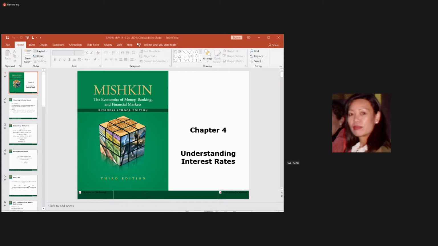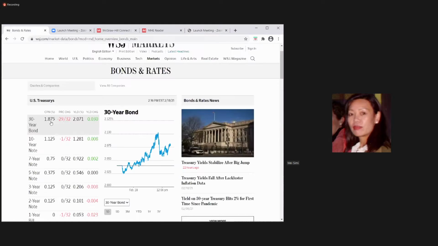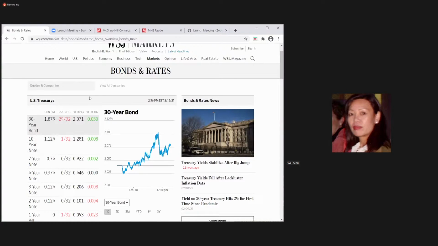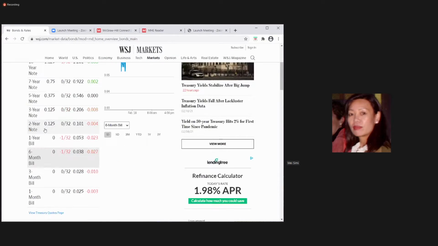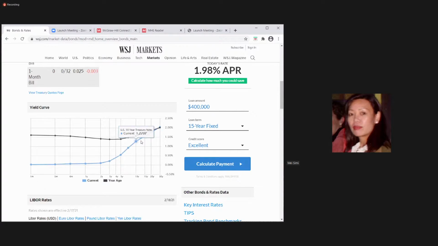Since I opened that window, the interest rates, let's see whether you can see. Okay, so you can see this on the Wall Street Journal, bonds and rates. What I have here is U.S. Treasury. On those Treasuries, when we issue 30 years, 10 years, 7 years maturity, all of them, see here, those interest rates, the yield. They all have it, and then we're going to learn this yield curve. Okay, you're going to learn that.